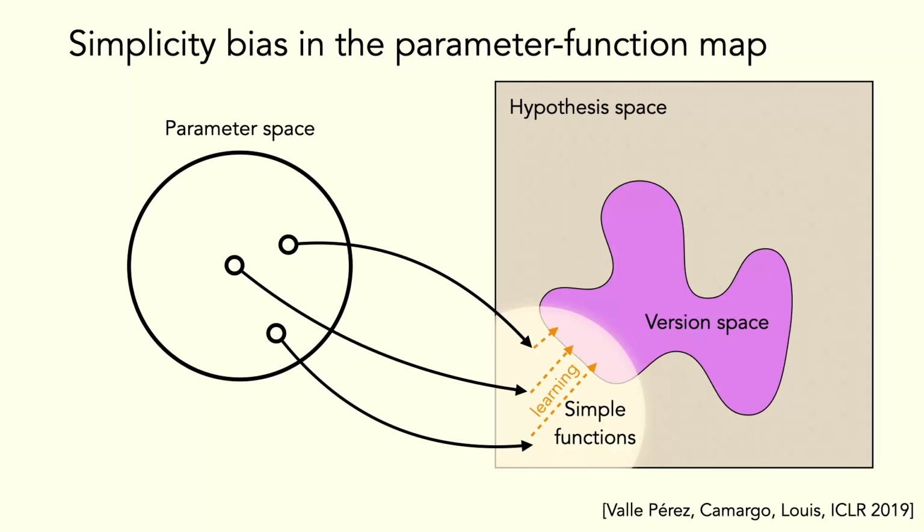And then what does learning do? Learning just moves our parameters, and therefore moves the functions they map to, toward the version space. It moves you toward the space that fits the data. And so we'll end up in this little section at the corner of the version space where we have simple functions just by chance, because most random initializations of my parameters map to simple functions, and most of the volume as I walk through parameter space will also map to simple functions. And so just by chance, we will find a solution that is simple in that sense.